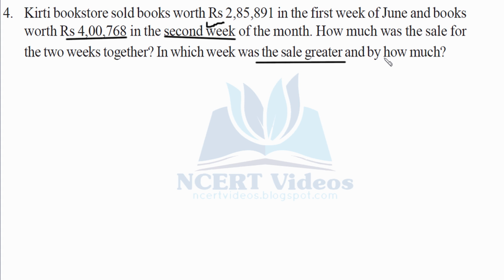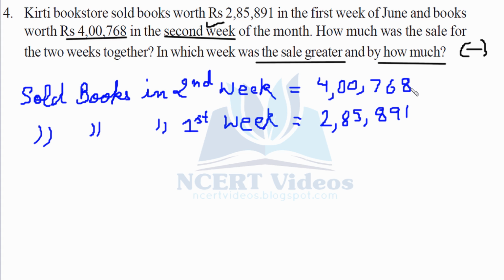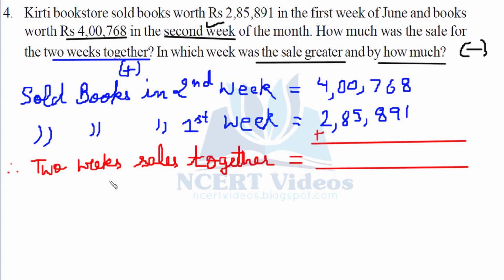Okay. In this case, it would be a subtraction problem because in which week was the sale greater and by how much? How much means the difference. So minus sign. So we have written all the details in the second week because we have to subtract from larger to smaller. Therefore, we are writing the second week, then followed by the first week. Now, first of all, we will do the first part, that is total together. That is, we have to add both the weeks in order to find total books sold in both the weeks. In both the week. Plural form of week is week itself, not weeks.